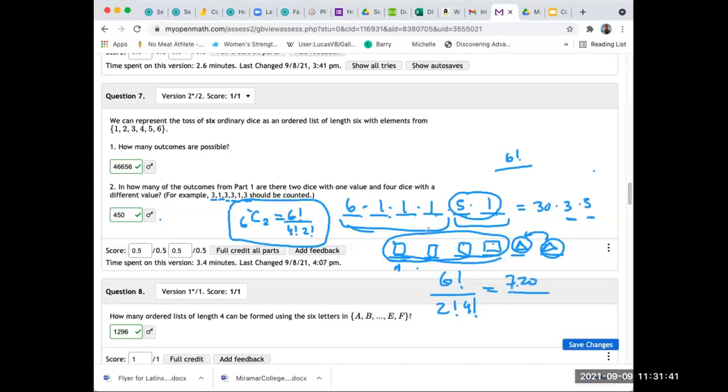But I don't have 6 different numbers. I have like 2 of them that are identical. So you divide by 2 factorial to account for the repeats, because 2 of them are identical. And then 4 of the others are identical with each other. So you divide by 4 factorial, which is 24, to account that these are all repeats of each other. So when you do that, you get the 15. Okay, that makes a lot more sense.